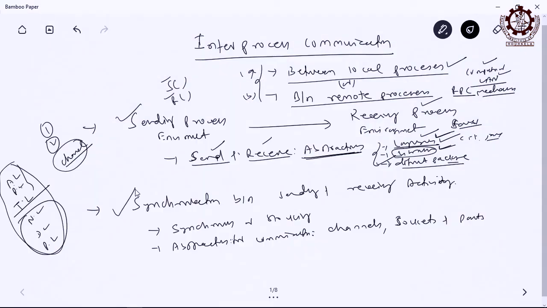So, apart from these three entities, there is one more thing required. What is the second thing? A synchronization between the sending and receiving activity. Why is synchronization necessary? Because as I told you, a computer is a machine. A distributed system is a collection of small machines. The way we program, it will perform. It is not a human being. So, synchronization is necessary. Why?